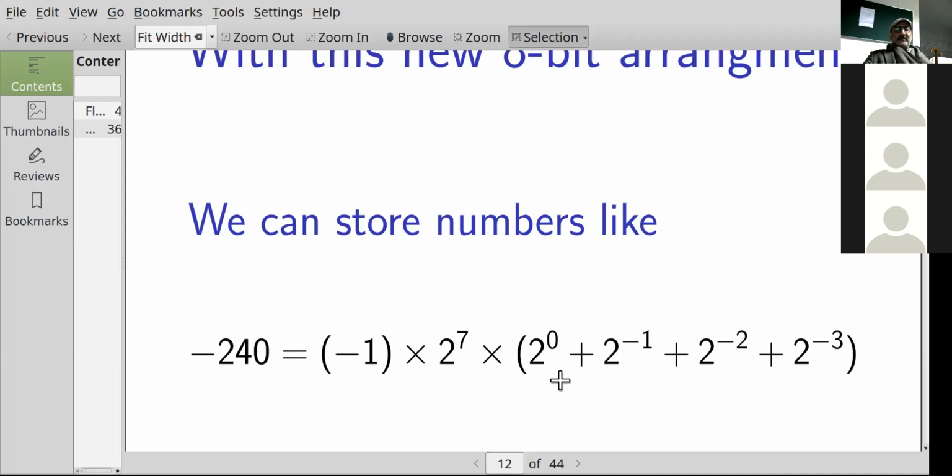We're going to take numbers that look like 1 point something, and then multiply them by an exponent, and by a plus sign or a minus sign. Okay, so we can get minus 240 if we flip the sign bit from a 1 to a 0, we could get plus 240.